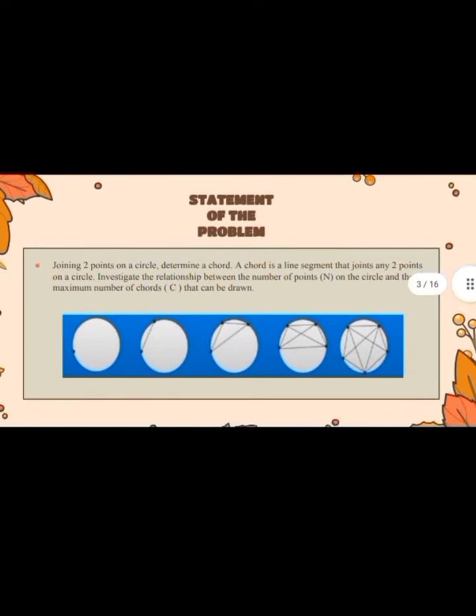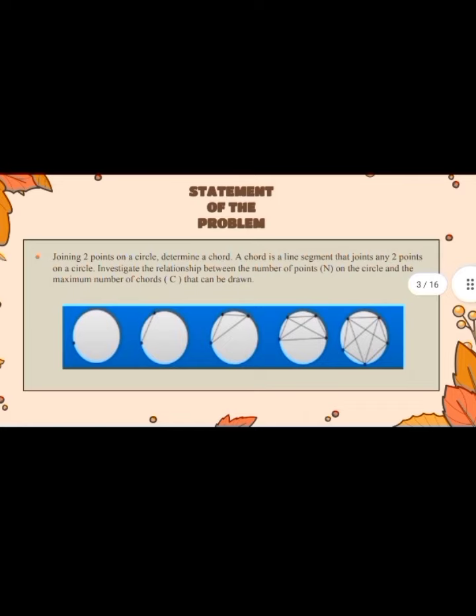My statement of the problem says that joining 2 points on a circle determines a chord. A chord is a line segment that joins any 2 points on a circle. Investigate the relationship between the number of points, which is the n, on the circle, and the maximum number of chords, which is the c, that can be drawn.